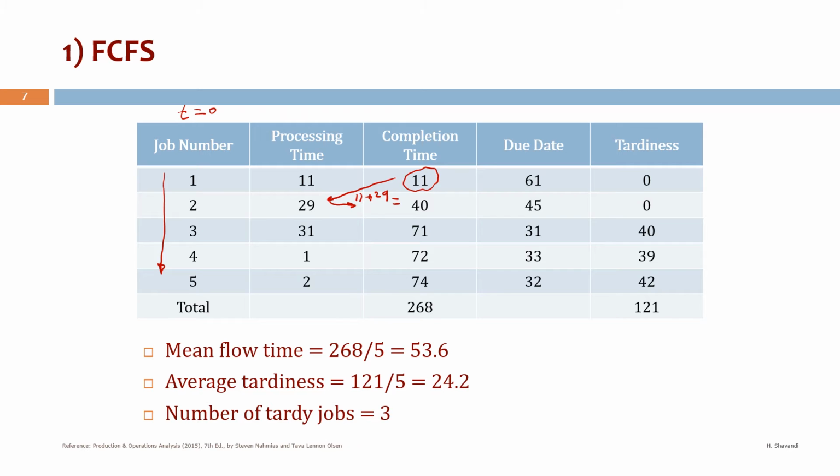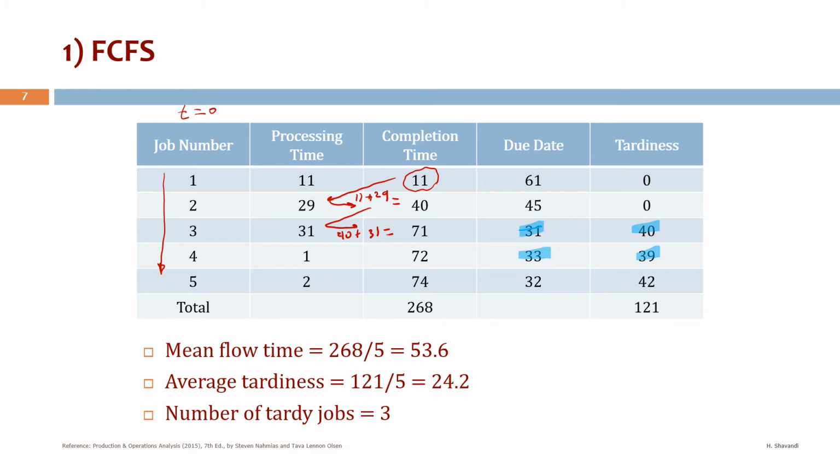So for the third one, 40 plus 31 equals 71. As you see here, the due date is 31, and because of that, we will have 40 days as tardiness or delay here. And the fourth one, the processing time is 1 day, so 71 plus 1 becomes 72. The due date here is 33, so there will be 39 days as delay or tardiness here.